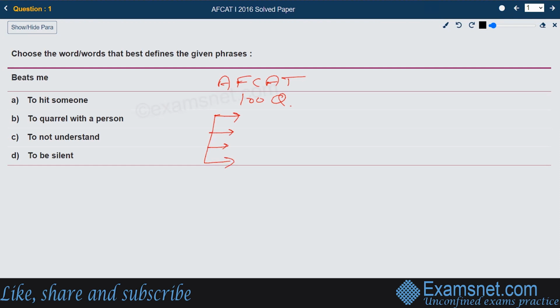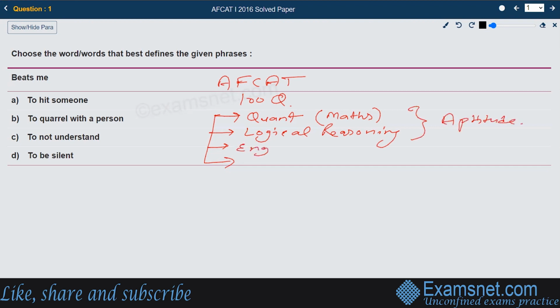So the first section of the AFCAT test is your quant test section, quantitative aptitude, where you receive questions of maths. Then you have a logical reasoning section, with questions of logical reasoning, and this is combinedly called the aptitude section. Then you have a section of English, where you receive questions of English grammar and passages. And there is a section of GK, or general knowledge. So these four sections comprise a total of 100 questions. This is the basic structure of the AFCAT exam.